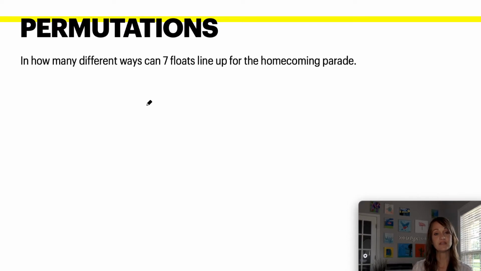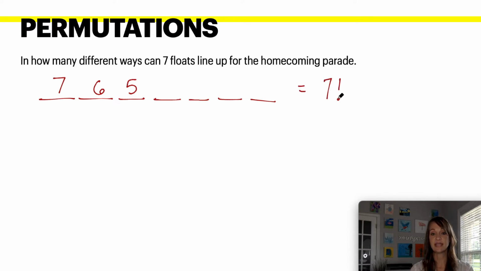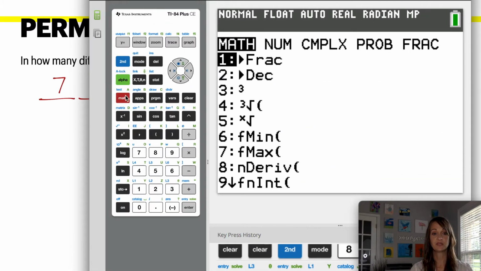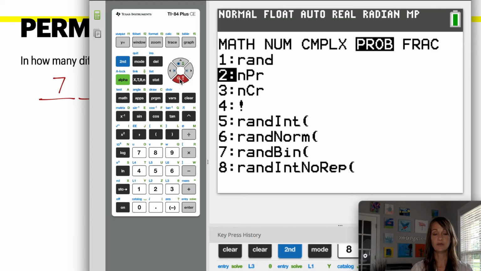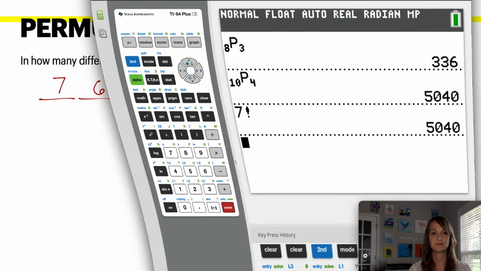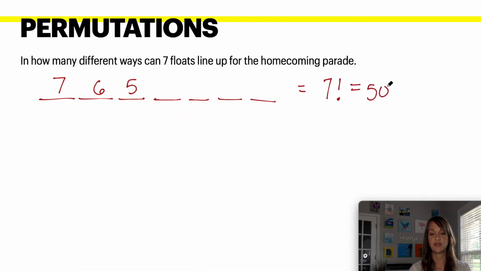In how many ways can 7 floats line up for the homecoming parade? So if you think about the fact that you have 7 floats, any of those 7 floats could be placed first. Whatever float is placed first, you have 6 floats left. Whatever is not chosen there, you have 5 left, and you would keep going. So we would say that this is 7 factorial, which we actually can do on the calculator: 7, Math, go over to Probability, and there's your factorial button. If you click Enter, you get, interestingly enough, 5,040. So we know that the answer is 5,040.